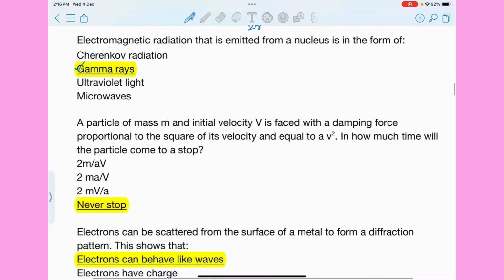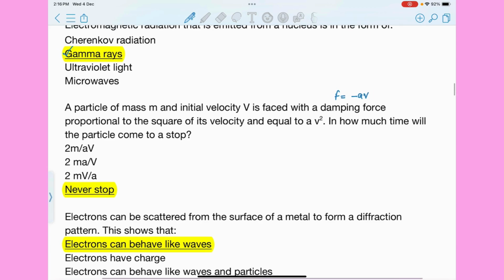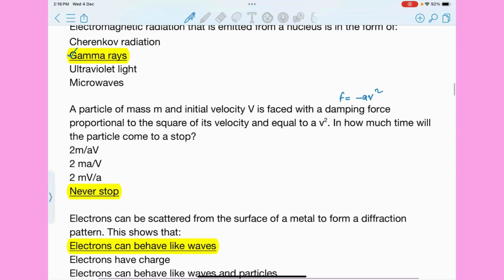Next question says, a particle of mass m and initial velocity v is faced with a damping force proportional to the square of its velocity and equal to a v square. In how much time will the particle come to a stop? Okay, so the damping force we can write as F is equal to minus a v square.